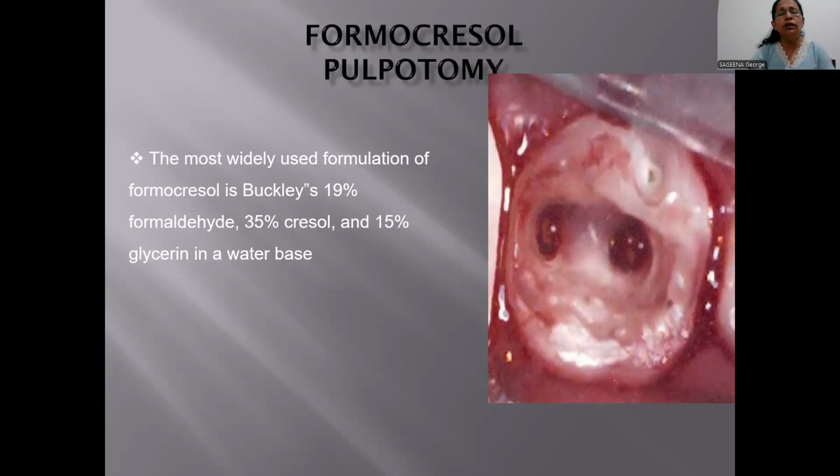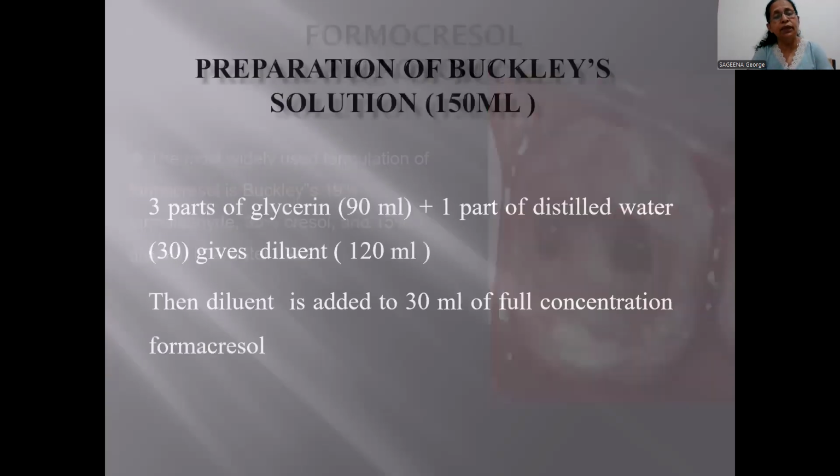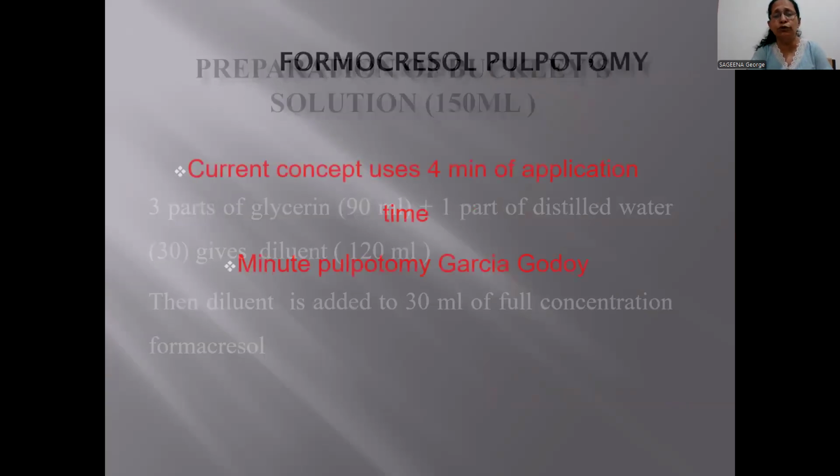And this formocresol contains 19% formaldehyde, 35% cresol, and 15% glycerin, and the rest is water. This formaldehyde reacts with the protein portion of the tissue and makes it resistant to autolysis, and cresol potentiates the action of formaldehyde. Usually we use Buckley's formocresol, which is a 20% solution or a 1/5 dilution of formocresol.